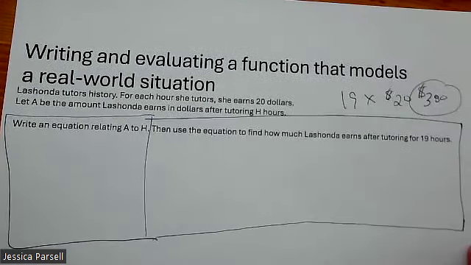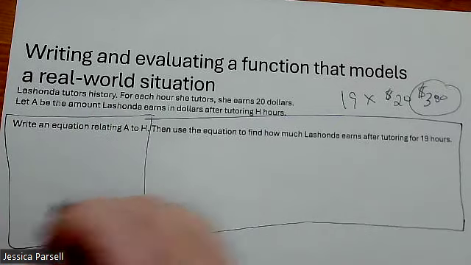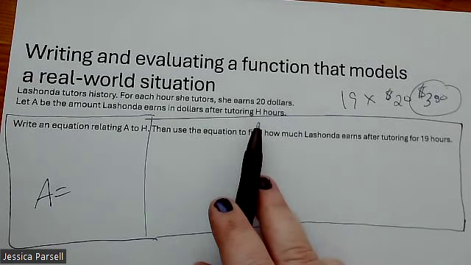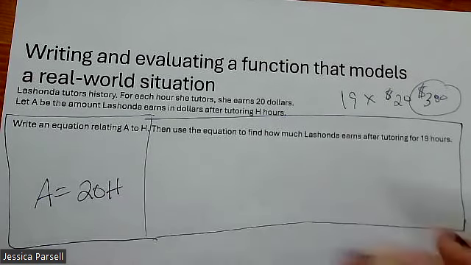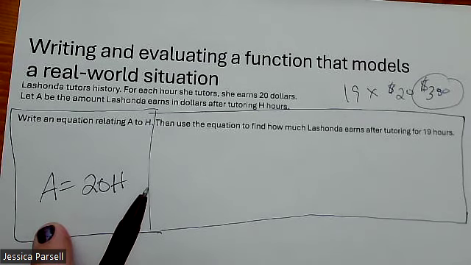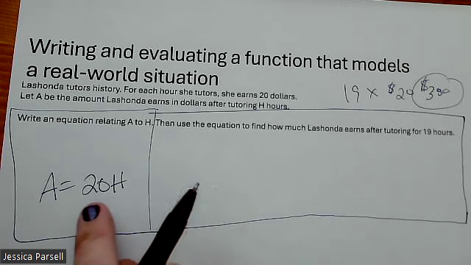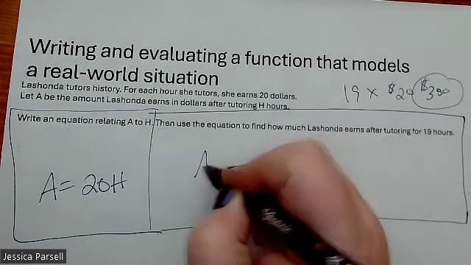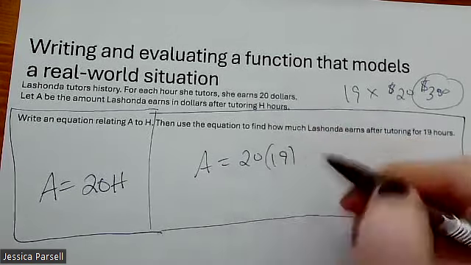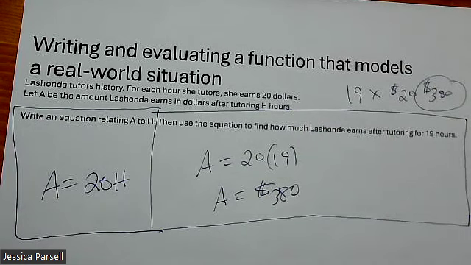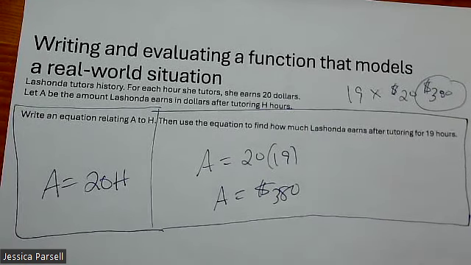But they want us to write an equation. They're saying A is the amount LaShonda's going to earn. Well, we know she's going to earn 380, so we'll call that A. And she's going to tutor H hours. So for every hour that she tutors, she makes $20. So 20 times H. That's your equation. So it's an equation because it's got an equal sign. A is the amount of money LaShonda's going to bring in after she tutors, and she gets $20 times every hour she's out there tutoring. So you could write this out like this: 20 times 19. The amount of money that LaShonda's going to make is $380. Of course, that's before taxes, but hopefully LaShonda is charging cash and doesn't have to pay taxes.